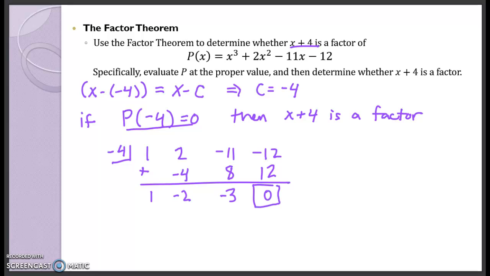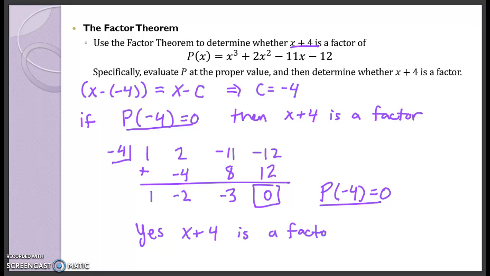So our remainder was 0, so that means that in fact p of negative 4 equals 0, and then the factor theorem tells me that yes, because p of negative 4 is equal to 0, x plus 4 is a factor of p of x.